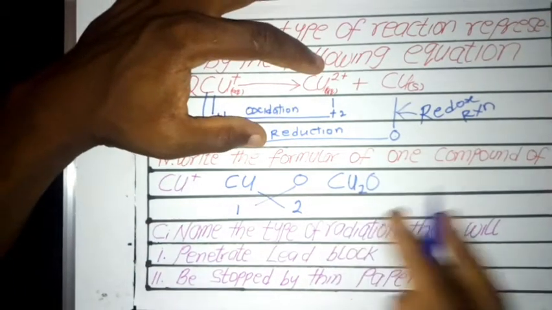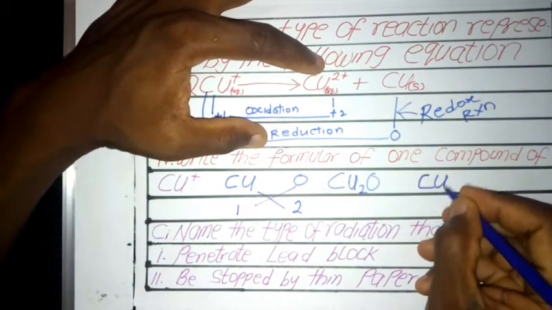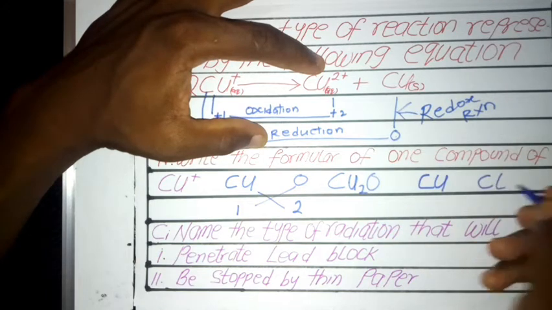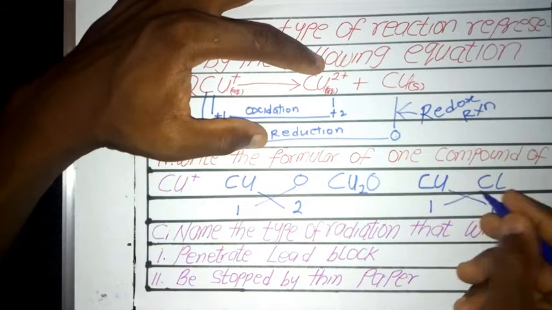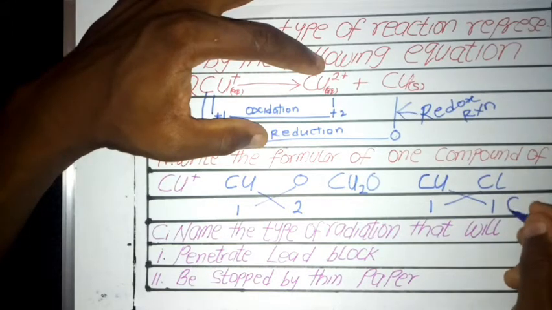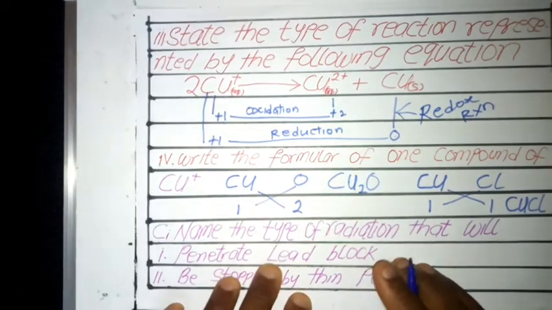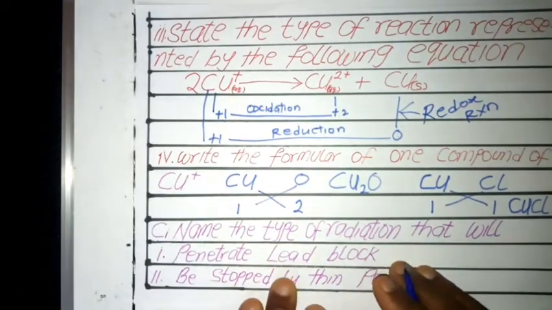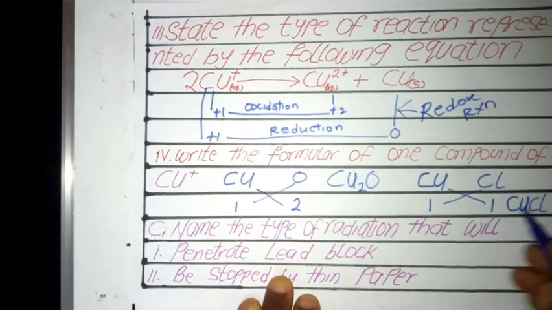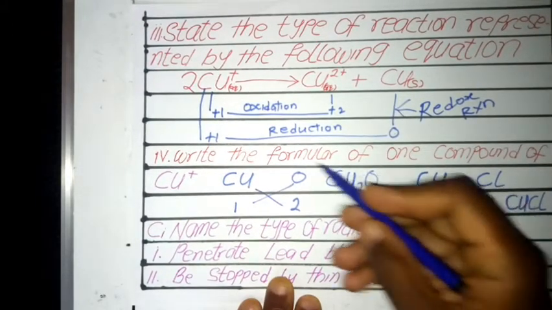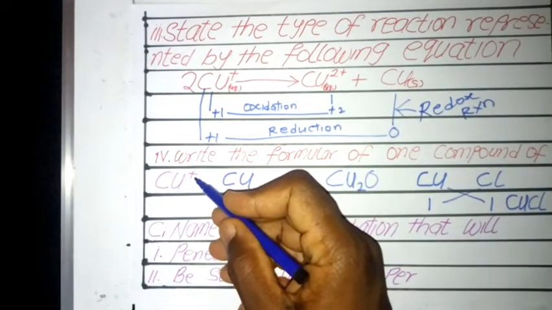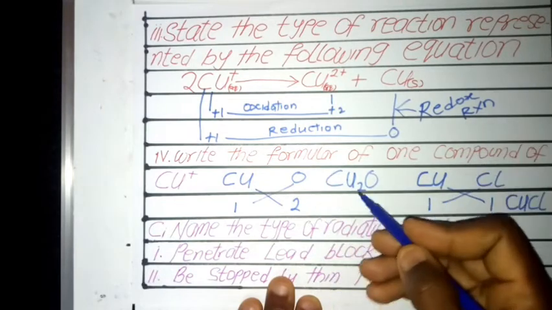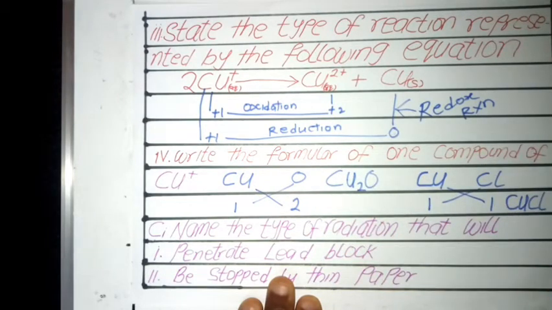So let's do the next one, CuCl. They both have a valency of 1. So when you do this, at the end you get CuCl. So we have copper(I) chloride and copper(I) oxide. So the formula of one of the compounds of Cu+ is either this one or this one.